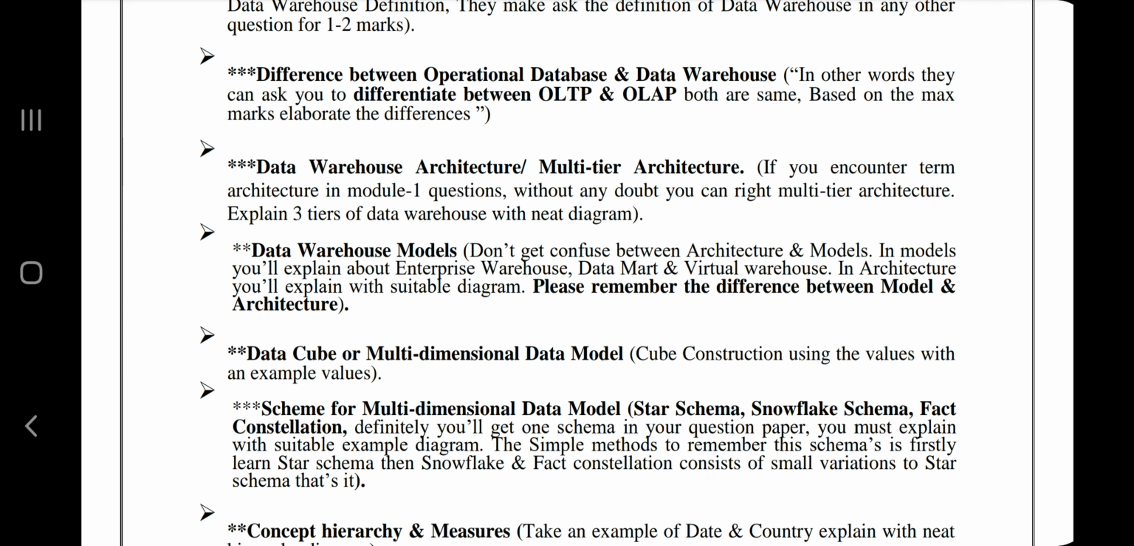Okay, then we have the data warehouse models. Don't get confused between the architecture and the models. Architecture is what I explained, and models is something separate.